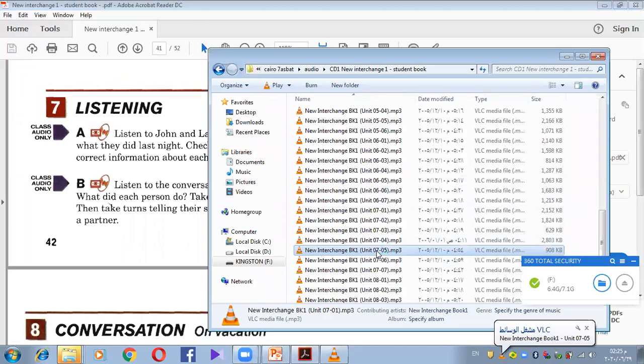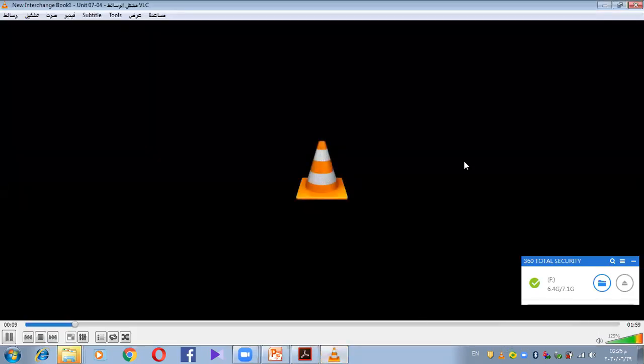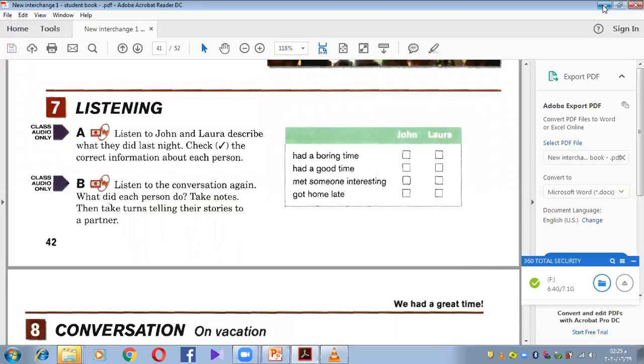Page 43, exercise 8. Page 42, exercise 7. Listening. Part A. Listen to John and Laura describe what they did last night. Check the correct information about each person.